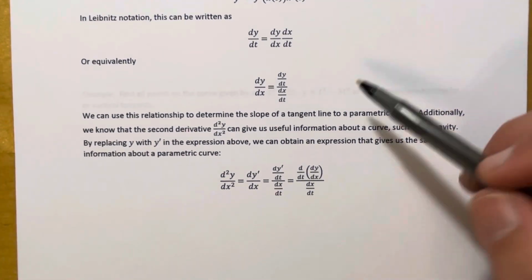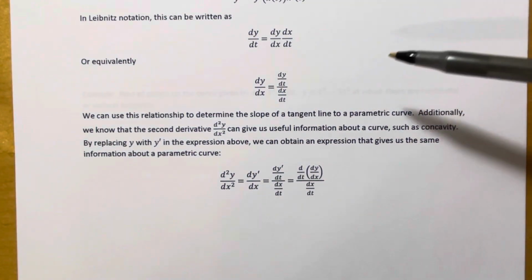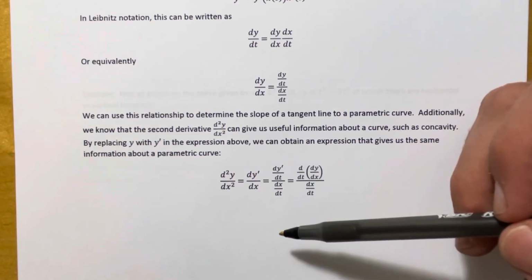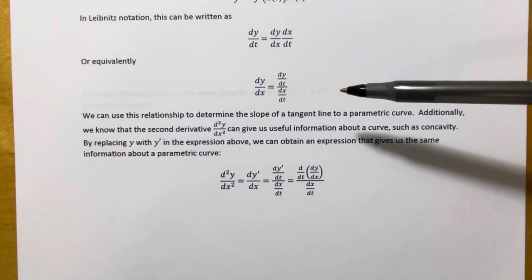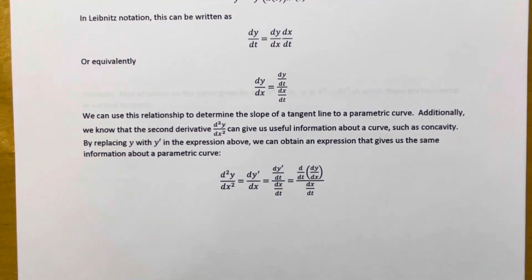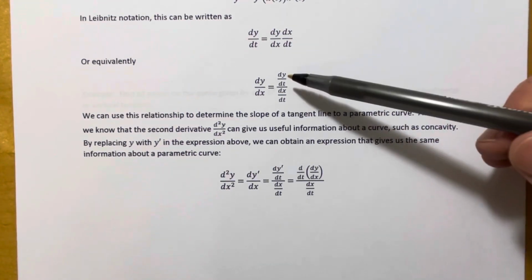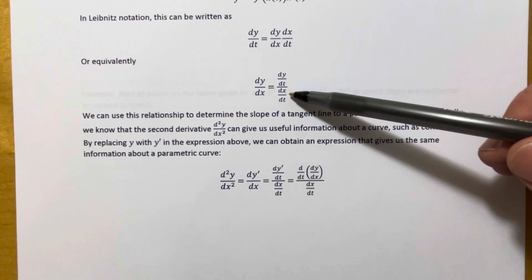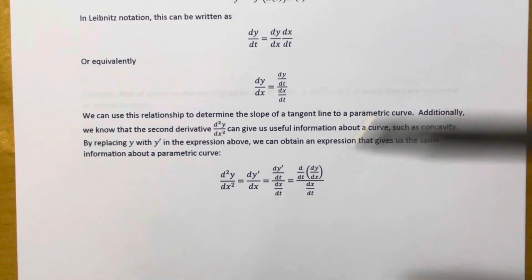In addition to being able to find dy dx from parametric equations, it's also helpful to be able to find the second derivative of y with respect to x. And that's because we use the second derivative in Calculus 1 to get information about a curve, specifically things like concavity and points of inflection. So how do you get a second derivative? Well, the second derivative of y with respect to x isn't what you might think it is. It's not the second derivative of y with respect to t over the second derivative of x with respect to t. After seeing this, that's probably what your gut is telling you, and your gut would be wrong in that case.